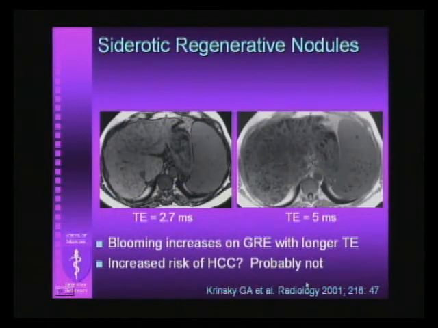Sometimes these nodules can be siderotic, that is iron containing. When you see the iron, they tend to bloom on the gradient echo sequences with a longer echo time. So you can see the more subtle iron nodules here look more prominent at the longer echo time, both in the liver as well as in the spleen. There was some controversy in the literature about whether these increase the risk of developing hepatoma, and the answer is probably not. They're just associated with the regenerative process.